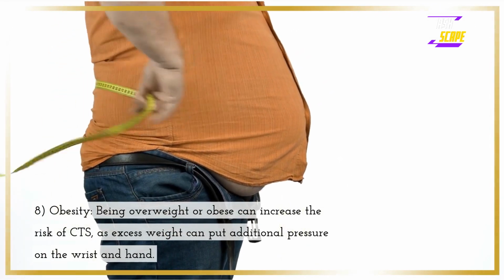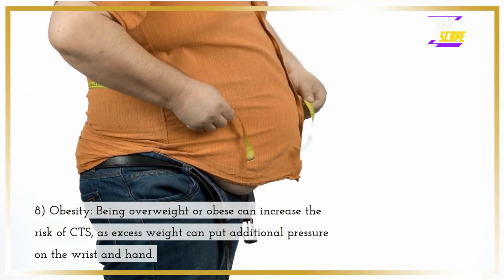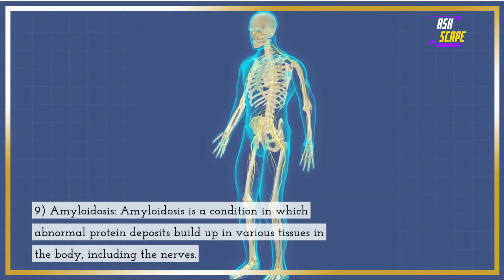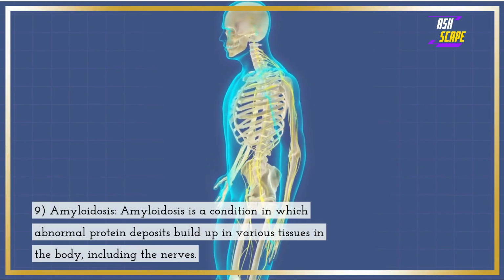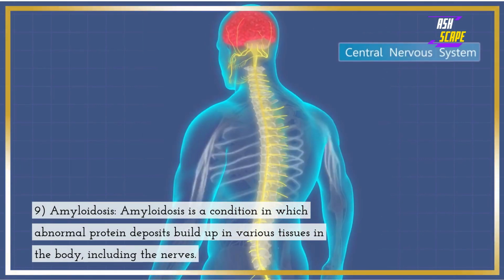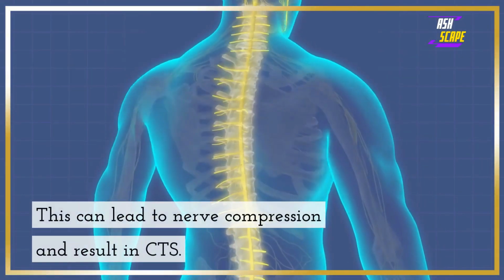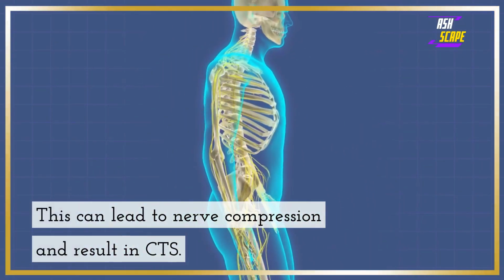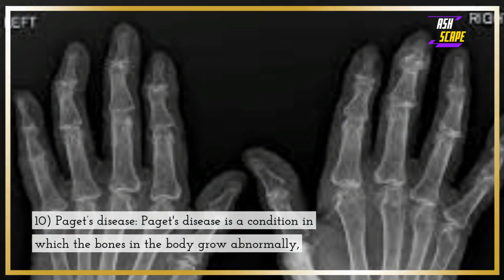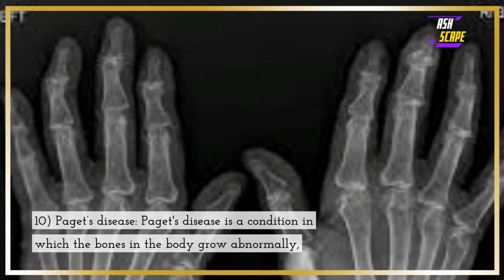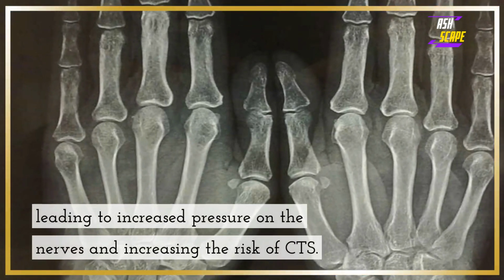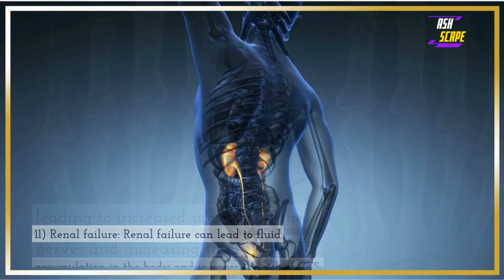Being overweight or obese can increase the risk of CTS, as excess weight can put additional pressure on the wrist and hand. 9. Amyloidosis. Amyloidosis is a condition in which abnormal protein deposits build up in various tissues in the body, including the nerves. This can lead to nerve compression and result in CTS. 10. Paget's disease. Paget's disease is a condition in which the bones in the body grow abnormally, leading to increased pressure on the nerves and increasing the risk of CTS.